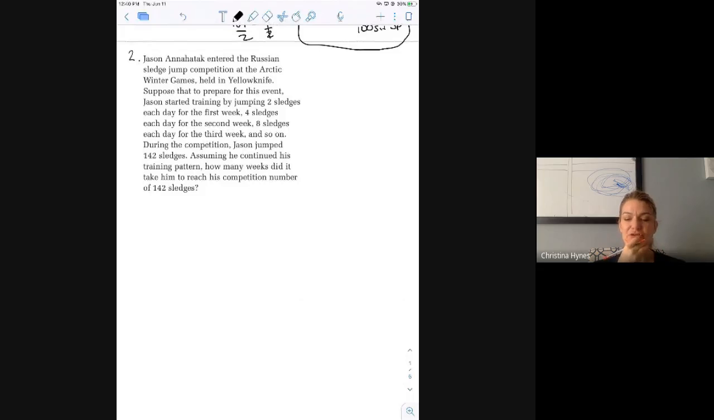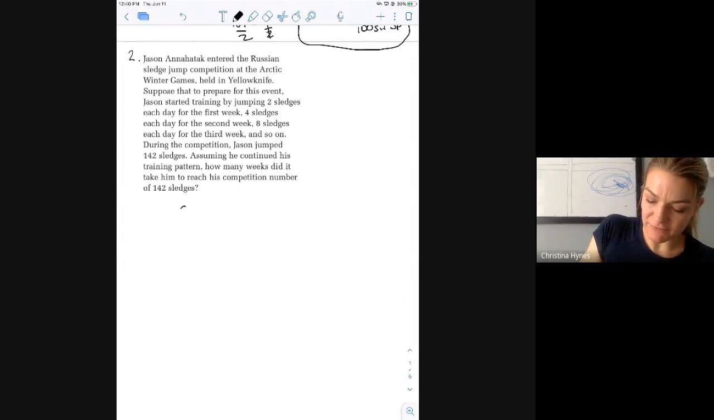So number 2, we have Jason, who entered in a Russian sledge jump competition in the Arctic Winter Games held in Yellowknife. Suppose that they prepare for this event. Jason starts training by jumping 2 sledges each day for the first week, 4 sledges. So as you can see, we're starting to create a sequence. So it's important to write down these numbers as you go.